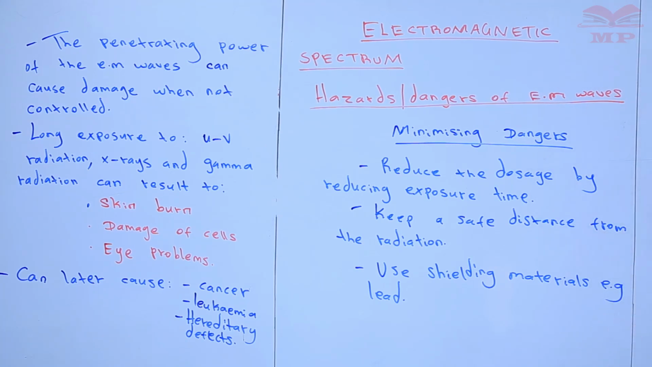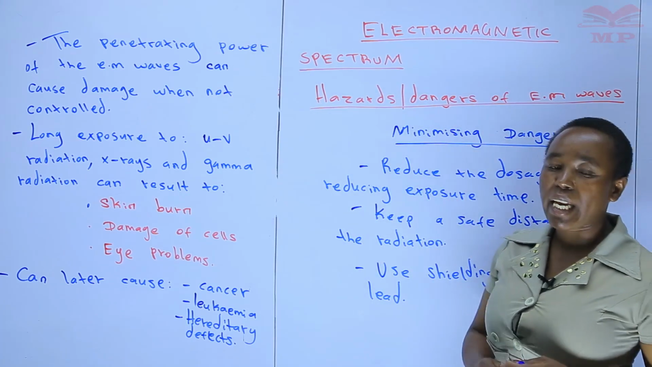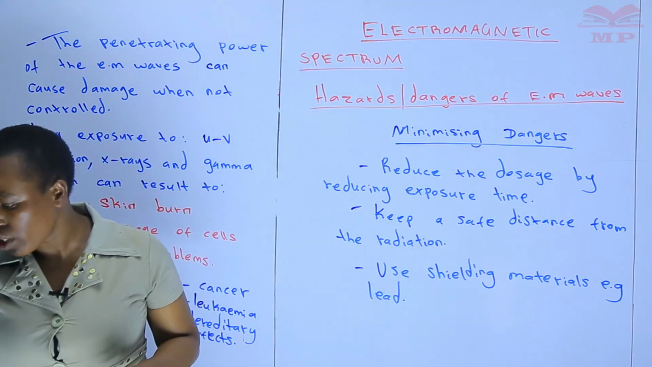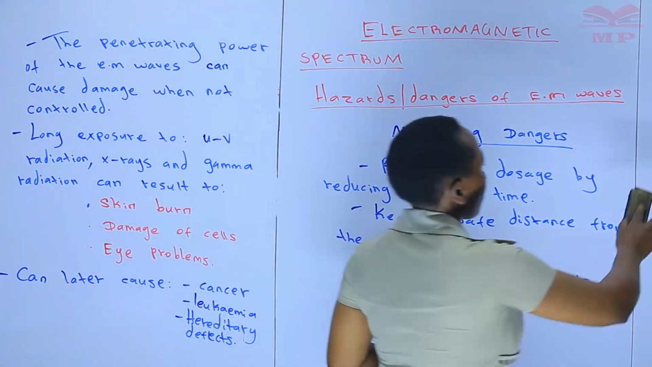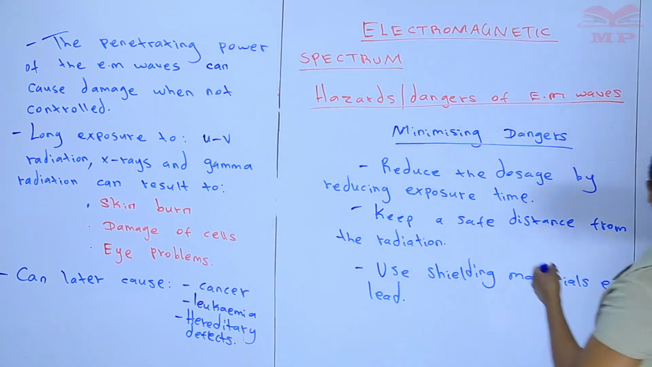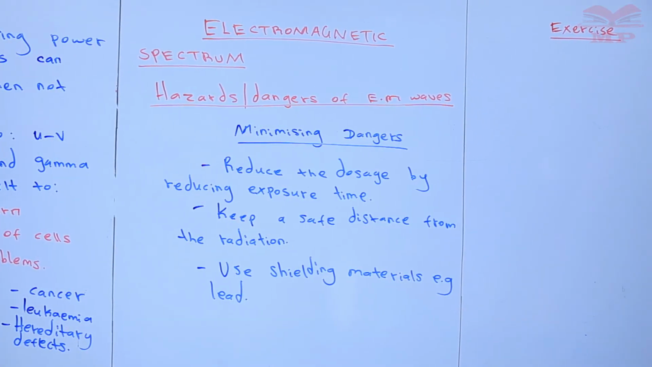And again, we have seen that we also have dangers of those electromagnetic waves. You should be in a position to state them and also explain ways of minimizing the dangers that are caused by the long or uncontrolled amounts of the electromagnetic waves. So that is the topic. I'd like to give you some questions from the topic. So here is the exercise. This is a very examinable topic, very examinable.